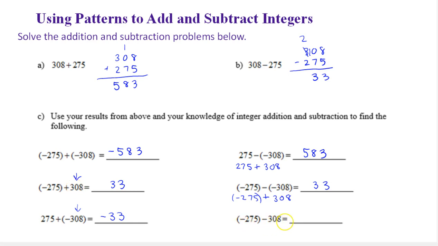And finally here, we have a subtraction problem. We keep the first number. Now this is subtraction, change it to addition. Notice 308 is positive, because that's a subtraction sign, but when we change it to addition, we're going to think of it as adding negative 308. Now we are adding two numbers with the same sign, so we add their absolute values, which is 583. Both of the numbers are negative, so our sign is negative. Notice this subtraction problem is equivalent to this addition problem.